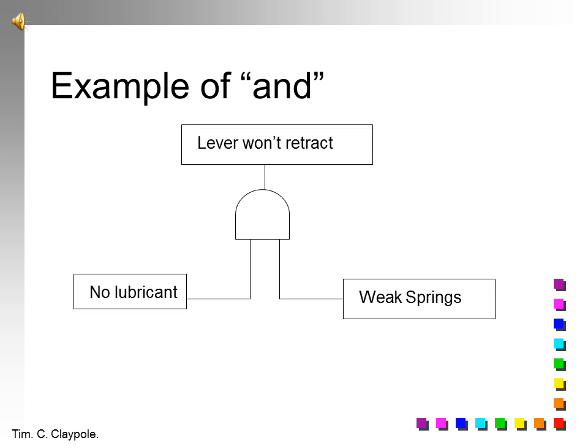An example of an AND gate is if the lever which causes the handbrake to come off won't retract. Well, there are several ways in which that can occur. If you don't have any lubricant and you have weak springs, then the lever won't retract. This is more of a problem if you do work on automobiles when you've got drum brakes.